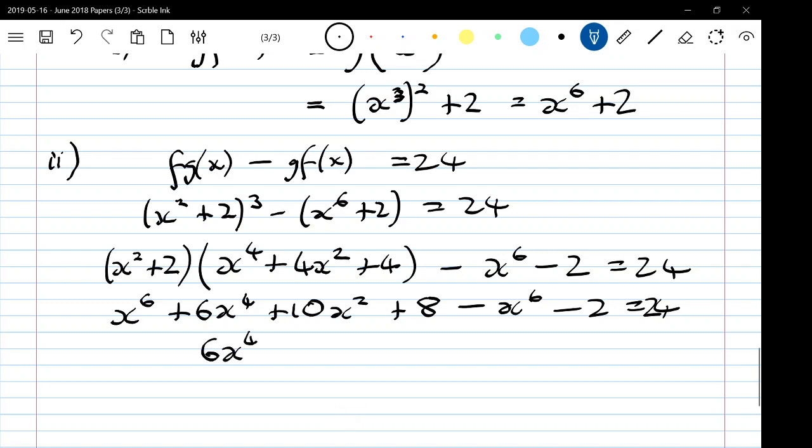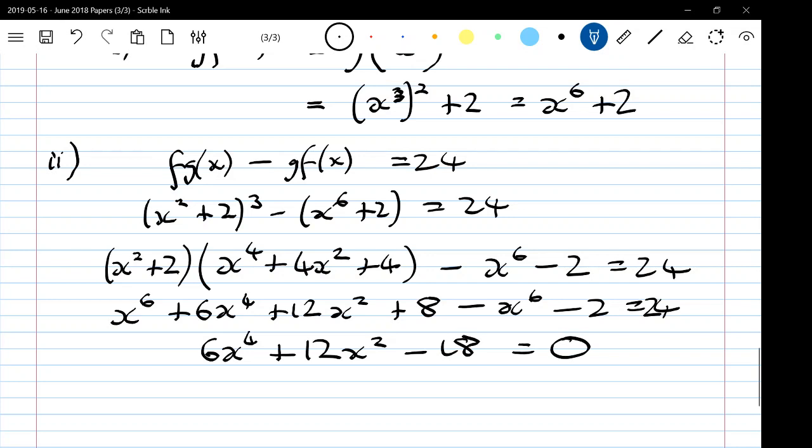I've got 12x squared. Have I missed an x squared in there? Oh, it's 4 plus 8 is 10. 4 plus 8 isn't 10. Nobody pointed that out. 4 plus 8 is still 12. It hasn't changed. Okay. We've also got a plus 8, take away a 2, that's 6. Take away 24, that's take away 18.